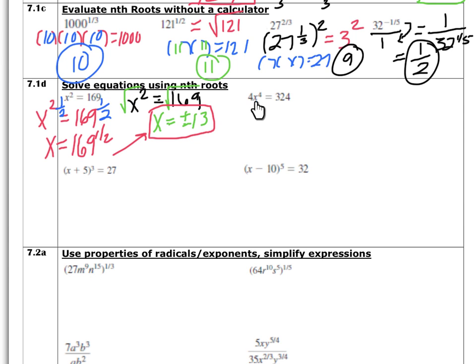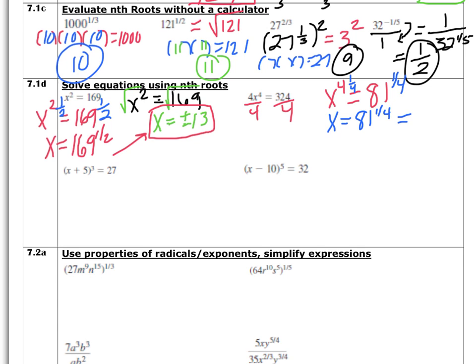The next one here is 4x to the 4th equals 324. We need to get x by itself, so we have to move the big 4 and the little exponent 4. Always leave the variable and the exponent till last. So let's get rid of the big 4. This just says 4 times. To get rid of multiplication, we're just going to divide. So we're going to end up with x to the 4th equals 81. Now to get rid of the little 4 up here, multiply by its reciprocal of 1/4. So the question is, x equals 81 to the 1/4 power.